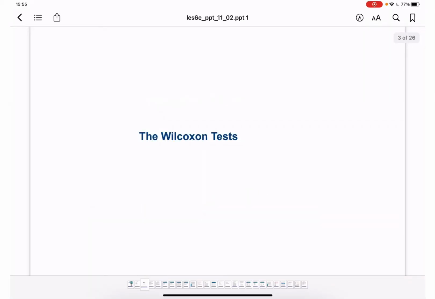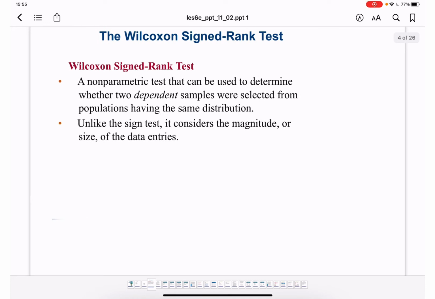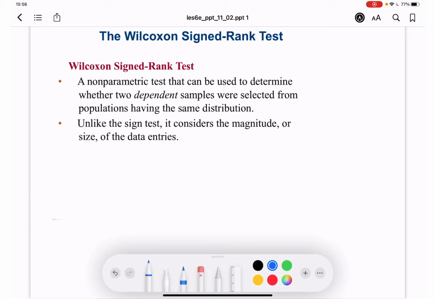In this video, I'm going to cover the Wilcoxon test. The Wilcoxon test is a non-parametric test, which, to remind you, means it doesn't have to be from the normal distribution. There is no requirement about distribution. It can be any distribution. It can be used to determine whether two dependent samples were selected from populations having the same distribution. That's the Wilcoxon signed rank test.